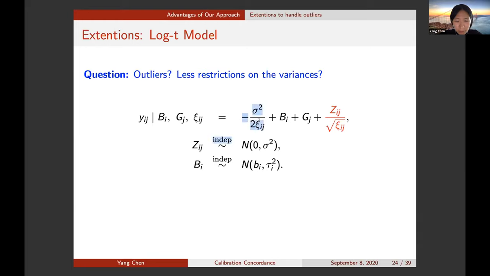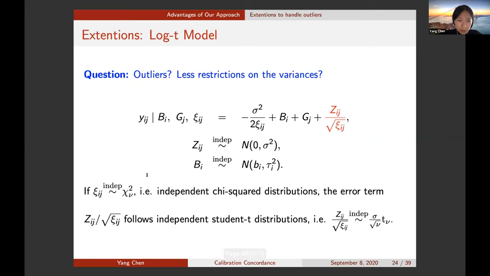Recall that previously in this term, we have a half variance correction, and this term is just Gaussian noise. Now we define the half variance correction to again depend on instrument and source. And the noise term is a Gaussian divided by the square root of a chi-squared distribution. If we assume the sigma_ij, the psi_ij are independent chi-squared distributions, then the error terms follow independent Student t distributions. And we claim that this model is more general, generalizing the previous log normal model, because a special case is when sigma_ij does not depend on j, and that will recover our log normal model.